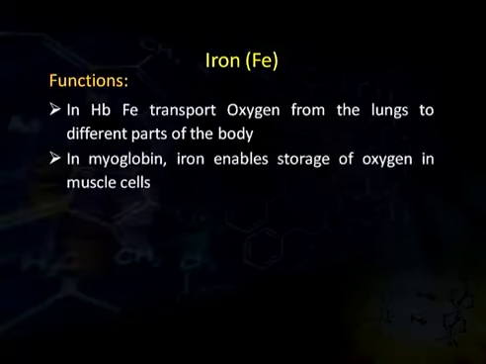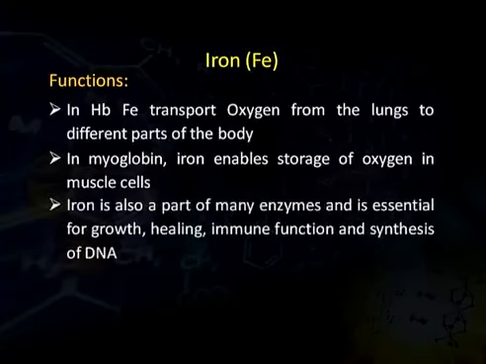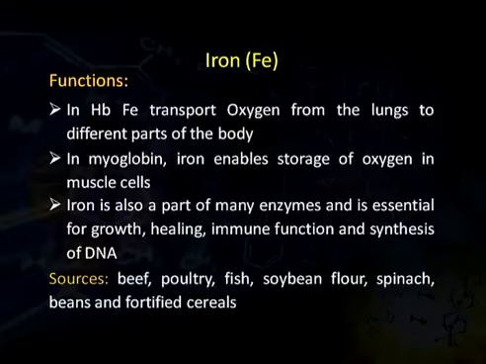We have myoglobin, which is an oxygen storage agent. Here also iron is present in the center of the porphyrin, and it enables the storage of oxygen in the muscle cells. Iron is also a part of many enzymes and is essential for growth, healing, immune function and synthesis of DNA. The main sources of iron are beef, poultry, fish, soybean flour, spinach, beans and fortified cereals.